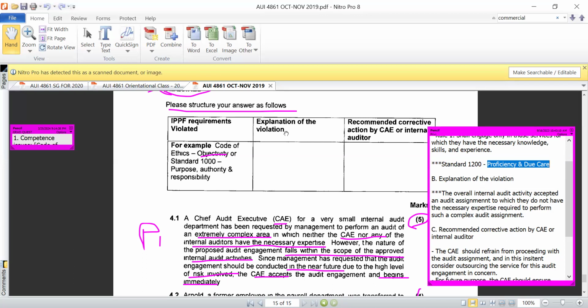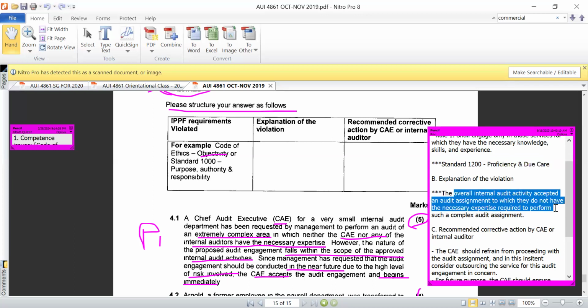So that's what I can explain as part of the answer: the overall internal audit activity accepted an audit assignment for which they do not have the necessary expertise required to perform such a complex audit assignment. That's where the violation is. Accepting something that you're not capacitated to do or to offer, and then commencing with the assignment.